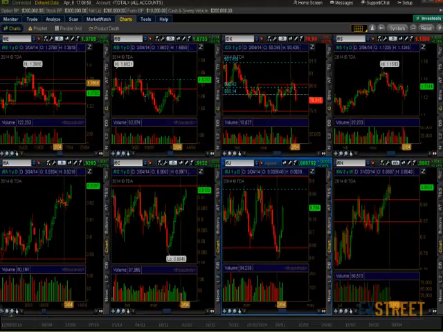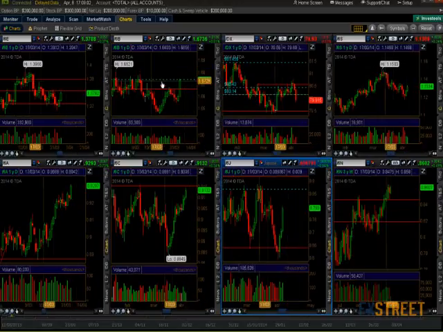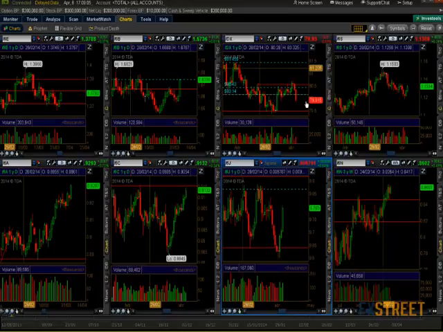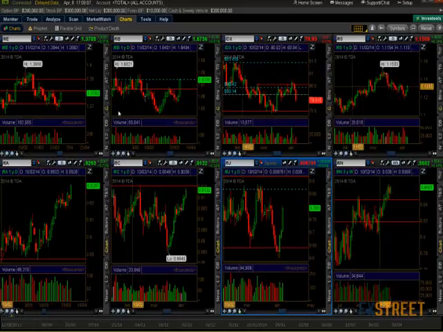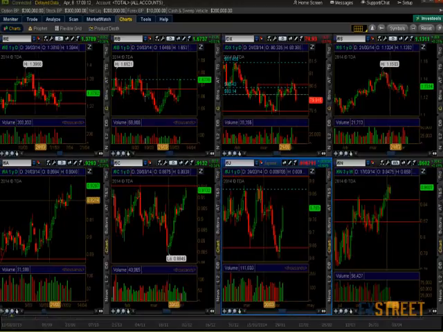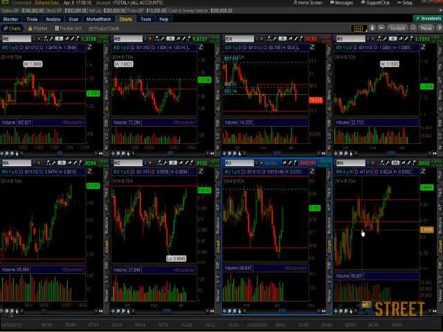6E is the euro. 6B is the pound. This is the dollar index, DX. 6S is the Swiss franc, very similar to the euro. 6A is the Aussie. 6P is the CAD, Canadian dollar. 6J is the yen. 6N is the New Zealand dollar.